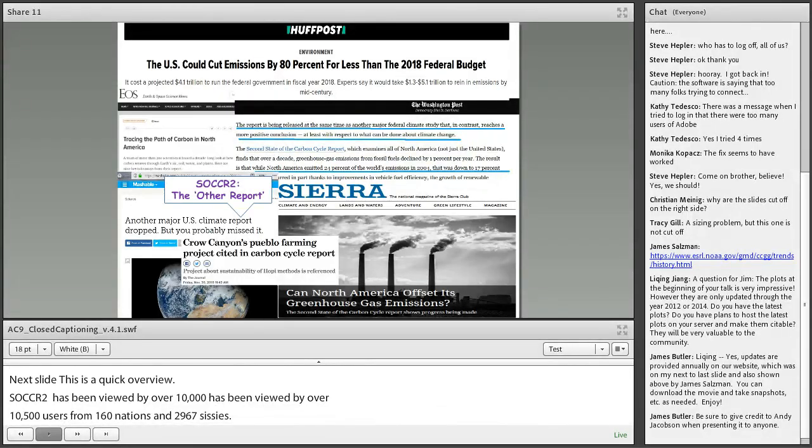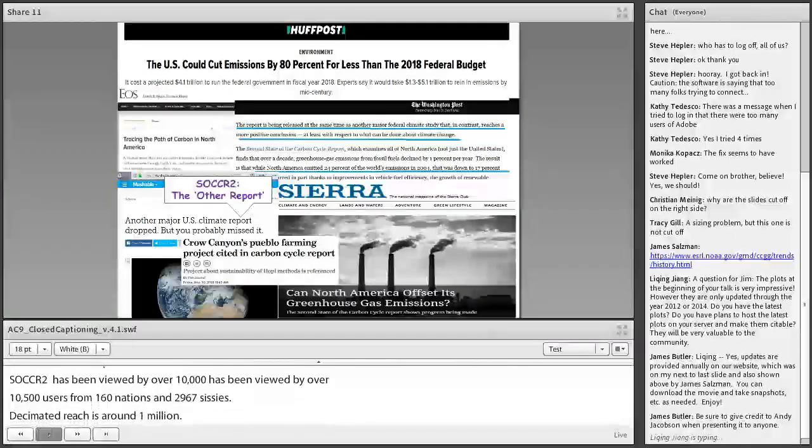These slides cover some of the news coverage following the release on November the 23rd. Much of the coverage was associated with the National Climate Assessment, so they were in the same news pieces. The National Climate Assessment focused a lot on the impacts and the risks of climate change.